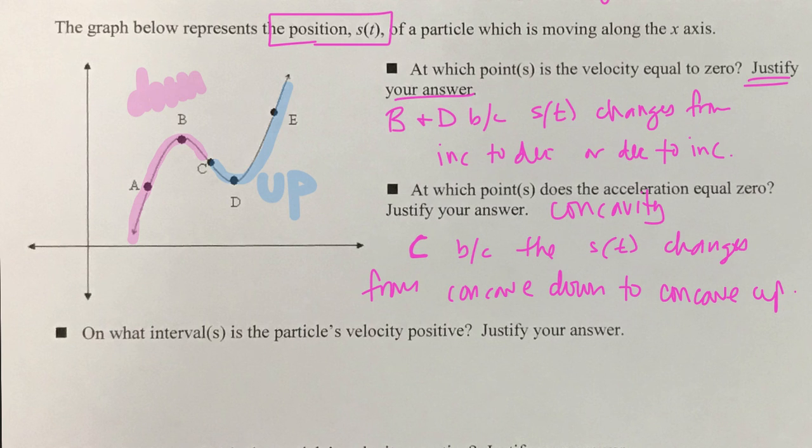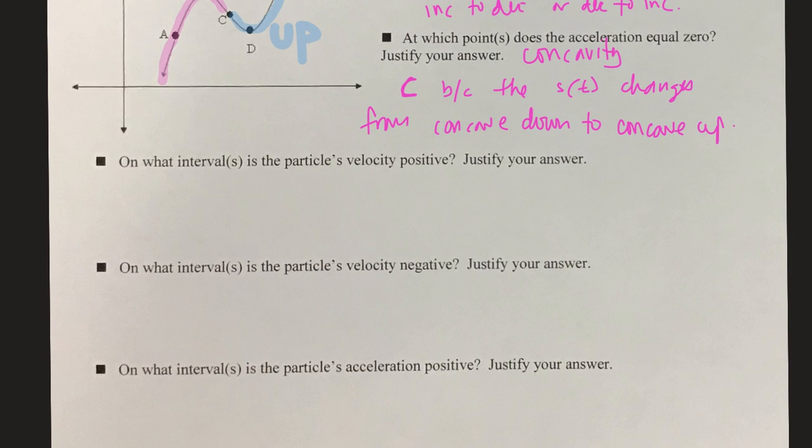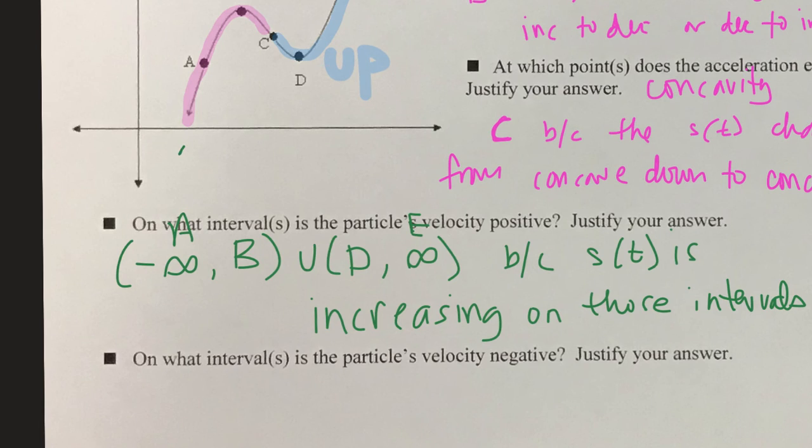The other questions are about velocity. Velocity is positive from negative infinity to B, where our y values are increasing. So that's where our velocity is positive. And then again from D all the way up past E to positive infinity, once again, that's where our y values are increasing, so that is where our velocity is positive. And the exact opposite for velocity negative. It's going to be between B and D, because that's where your graph is decreasing. The y values are decreasing there.